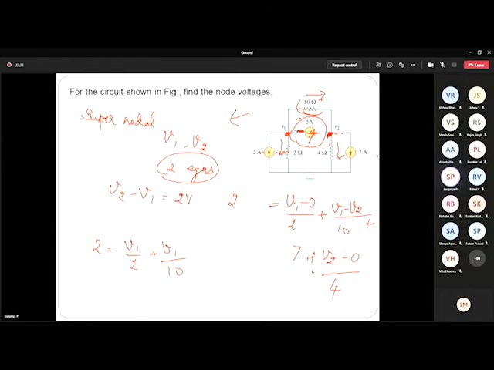Yes, ma'am. Similarly, I need not consider this current at all. Sorry, let me correct it. I need not consider this current at all. Why do I need not consider this current?